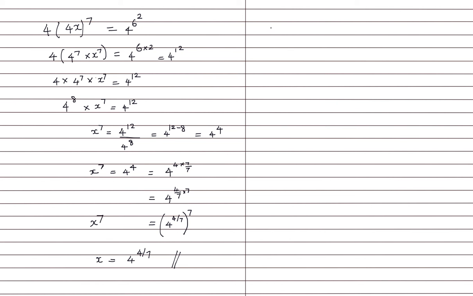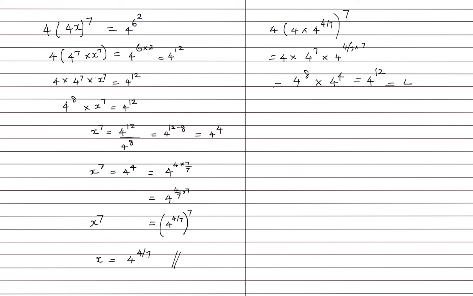How to verify it? Let's substitute and then verify it. 4 into 4 into this 4, then x. Instead of x, let us put 4 to the power 4 by 7 power 7, which is equal to 4 into 4 to the power of 7 into 4 to the power 4 by 7 into 7. So 4 into 4 to the power of 7 is 4 to the power of 8 into 4 to the power 4 by 7 into 7. 7 and 7 will get cancelled, which is equal to 4 to the power of 12.